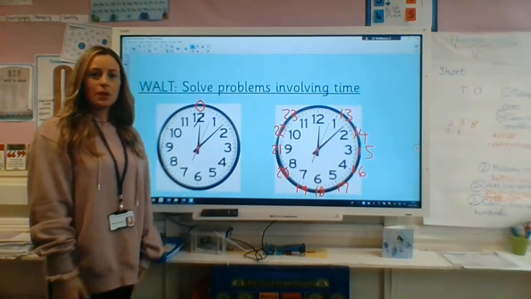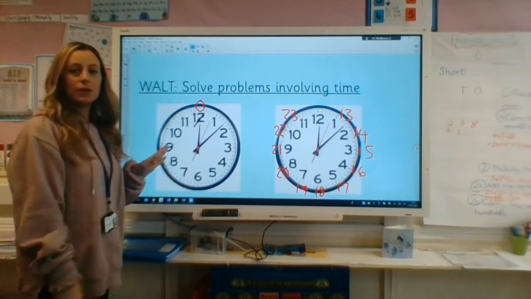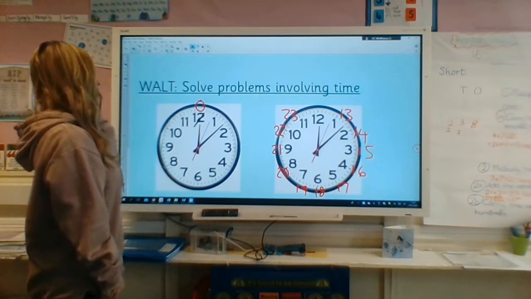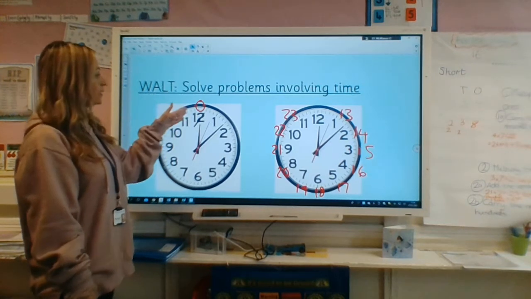Okay, so we're going to solve time word problems today. We're just going to recap what the 24-hour clock looked like. There are 24 hours in a day, and the first hour, when you're writing it on a 24-hour clock, starts at 0.